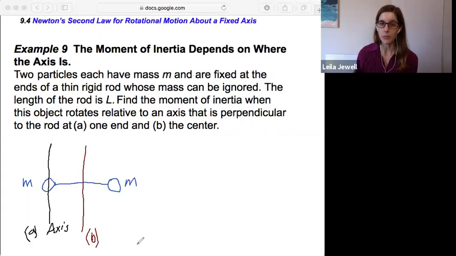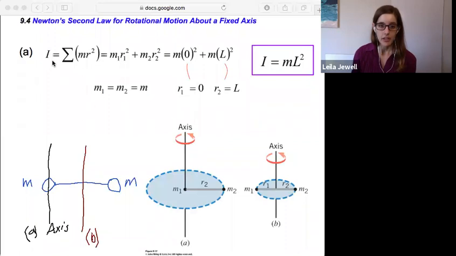Well, we can calculate the moment of inertia using that equation that I is the sum of the masses times their distances squared. So let's take a look. For A, we have this equation, sum of mr squared. So we have one of our masses is m1 times r1 squared. Great. And then the second mass we'll call m2. So m2 times r2 squared. And these r's are the distance from the axis to the mass. So r1 is just 0 because the axis is passing right through mass 1. r2 is L because it's the full length away from the axis.